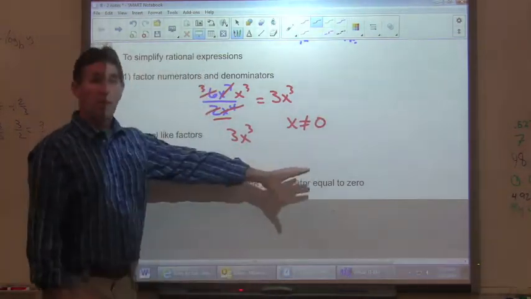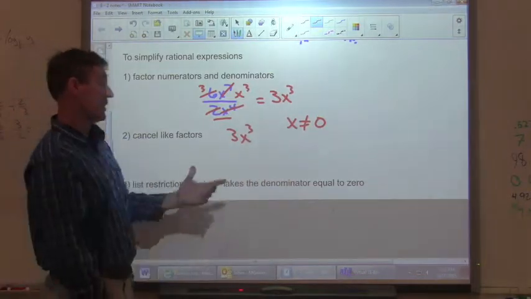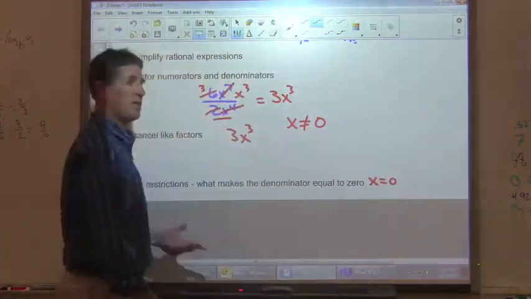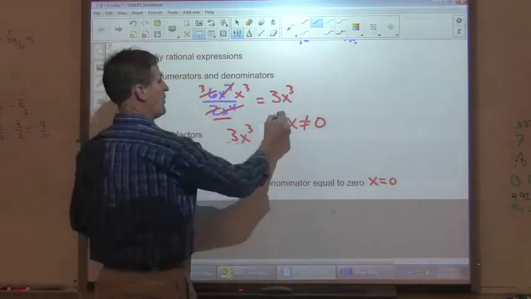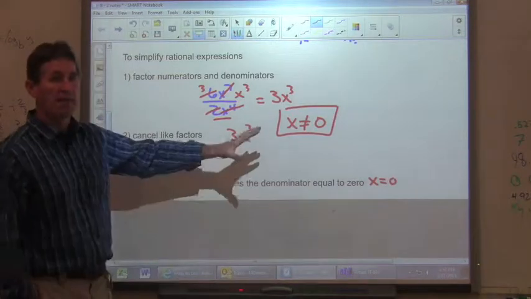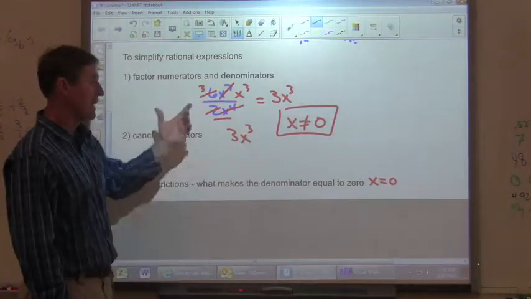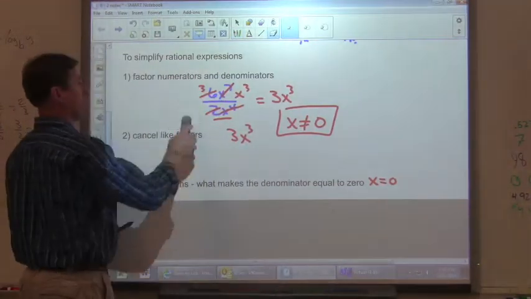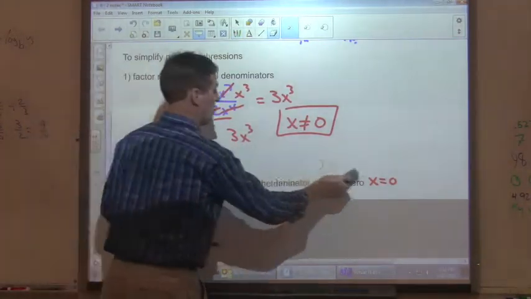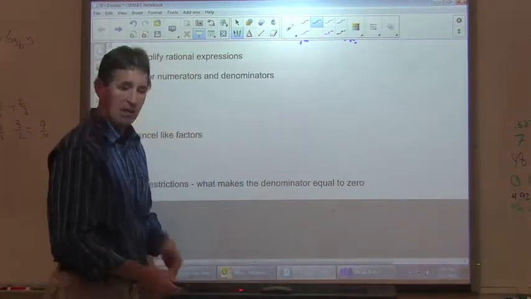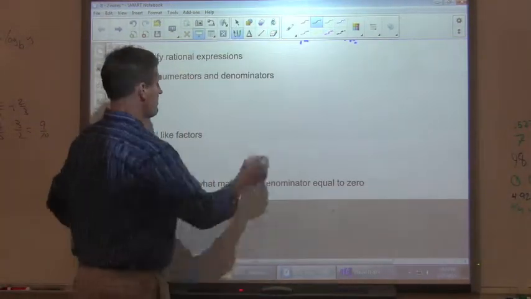Now the book, I will tell you, when they write the restrictions, they will say x equals 0 is a restriction, which means you can't use it. I'd prefer that you just write it this way. X cannot equal whatever makes that denominator 0. So again, this is a fairly easy one. And so we're just going to go through some more examples and make sure we're okay on this. So let's take it a little bit more complicated.